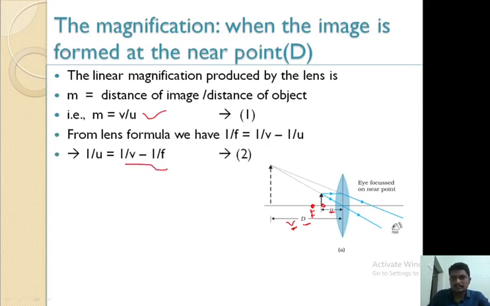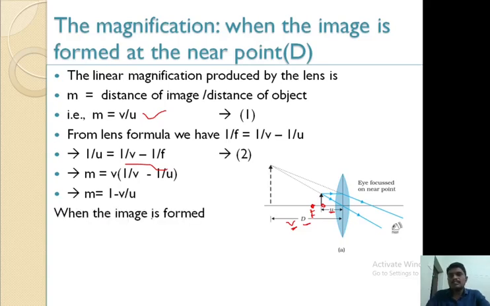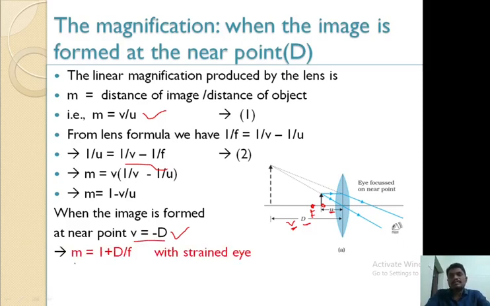You will get 1 by v minus 1 by f. Now by substituting 1 by u value in this expression, you will get m equals 1 minus v by u, where u is the object distance, v is the position of the image, and our intention is to get the image at the near point. So when the image is formed at the near point, the image distance is v equals minus d. Why is distance d taken as negative? Because it is measured opposite to the direction of incident light. So we'll get the magnification as m equals 1 plus d by f.